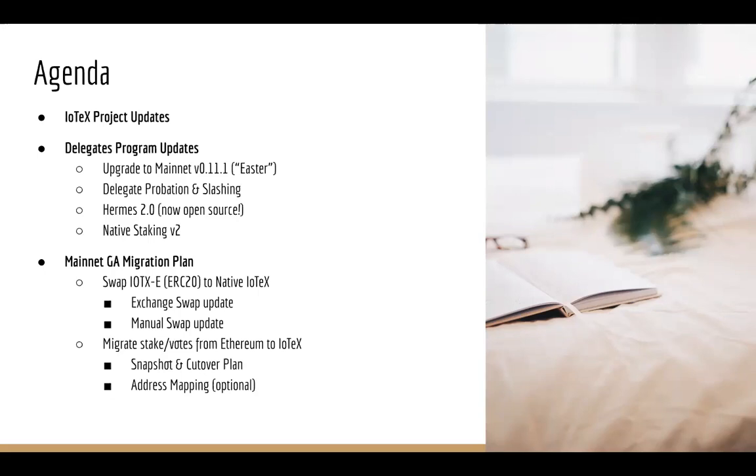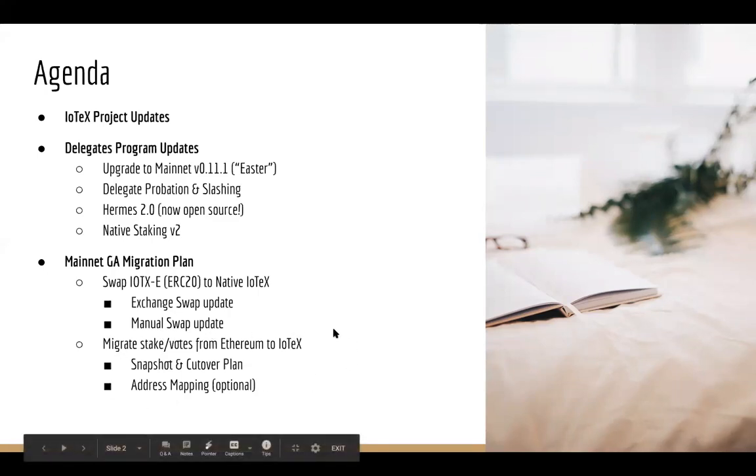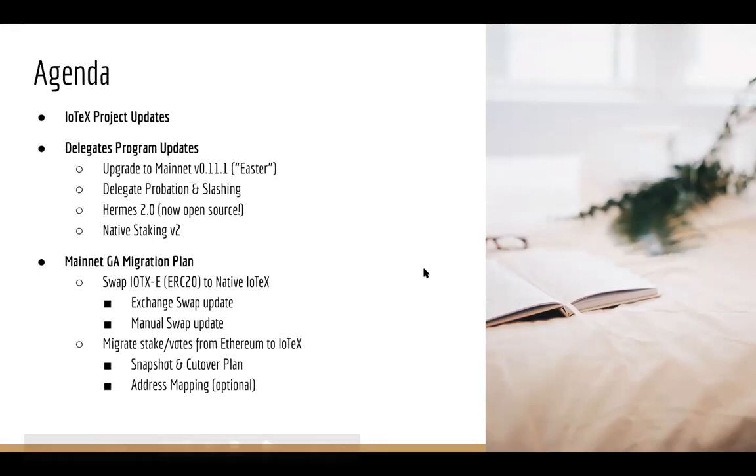Hermes 2 is now open sourced and live, and we introduced some new things about the native staking V2 that's transaction based versus smart contract based. And then finally, we shared some updates around swapping unstaked and loose tokens, and what to do with the staked tokens and votes as we cut over from Ethereum to IoTeX.